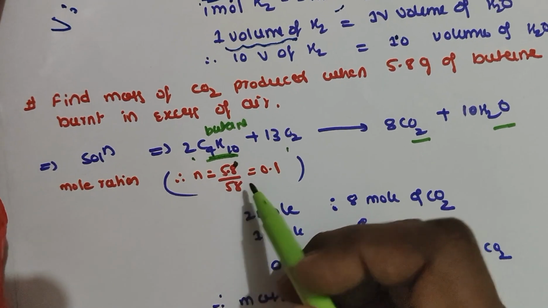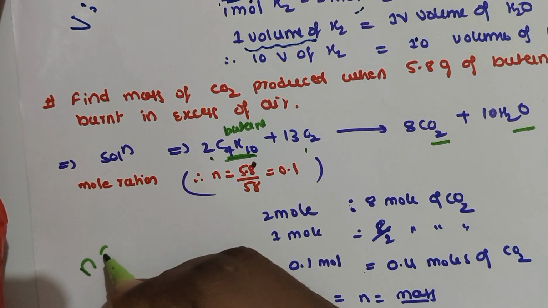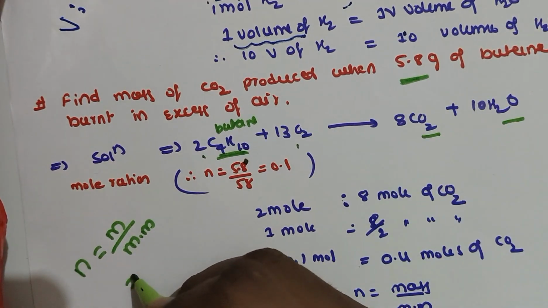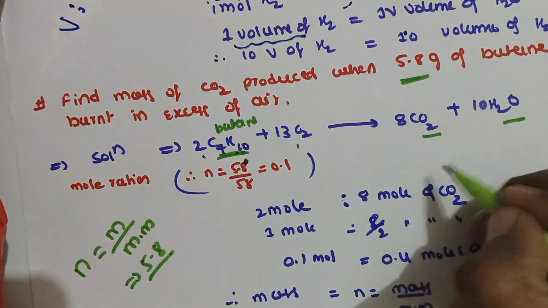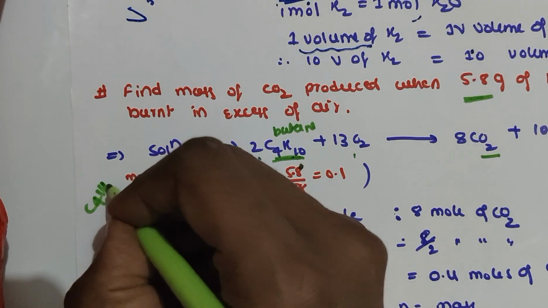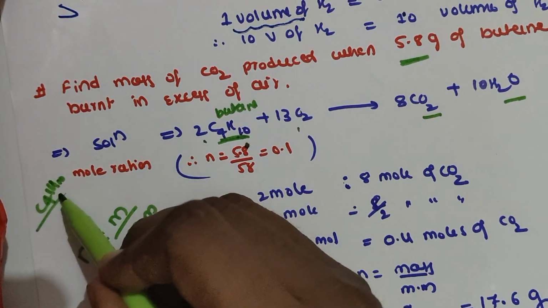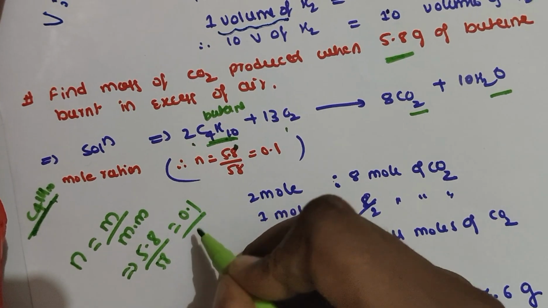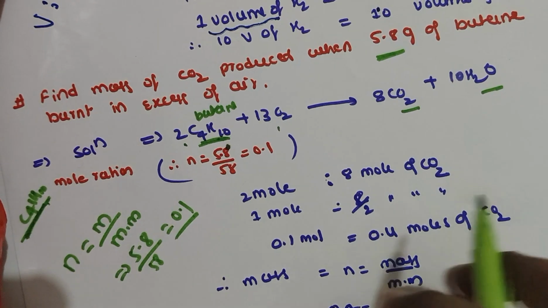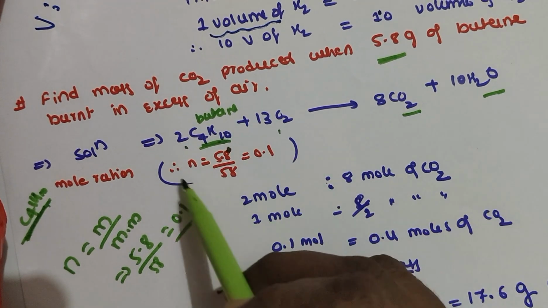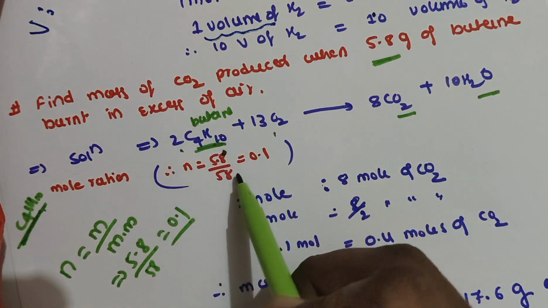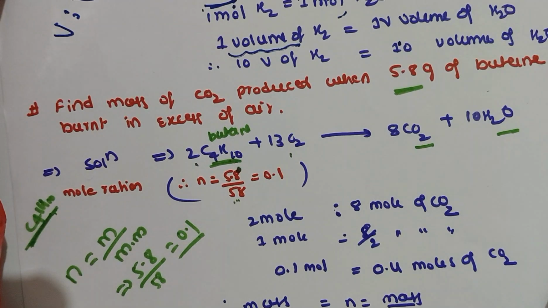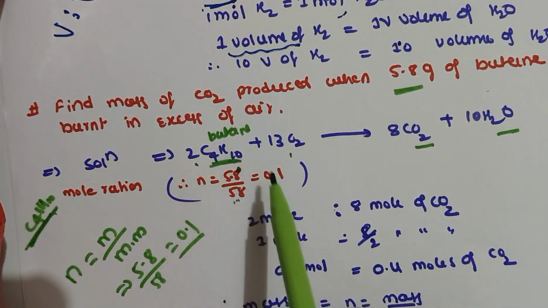What is the number of moles of butane? We already studied in our previous video: n equals mass divided by molecular mass. Here the mass given is 5.8, and the molecular mass of C4H10 is 4 into 12 plus 1 into 10. On calculating we get 58. 5.8 divided by 58 equals 0.1 mole. First we have to calculate the number of moles of the given data, butane.